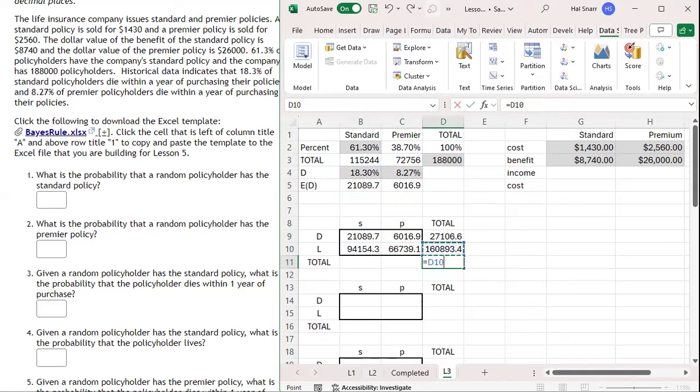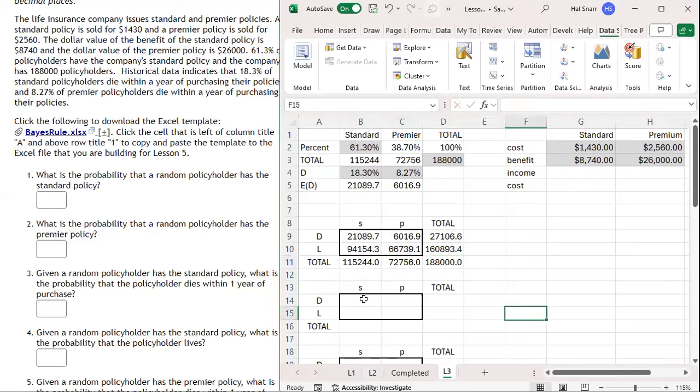If I add these two up, I get the 188,000 policyholders total. If I add these two up, I get the 115,244 standard policyholders. If I add these two up, I get the 72,756 policyholders.